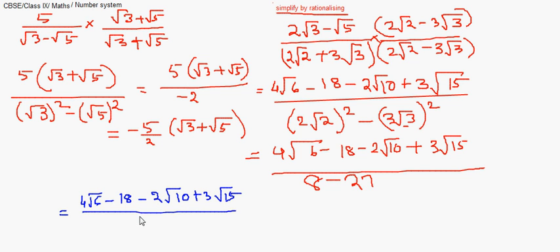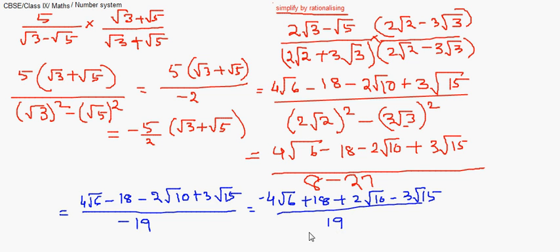By minus 19. To remove the minus in the denominator, I multiply the numerator and the denominator both by a minus. That gives minus 4 root 6 plus 18 plus 2 root 10 minus 3 root 15, by 19. We can also rearrange the numerator and write the answer as 18 plus 2 root 10 minus 4 root 6 minus 3 root 15, by 19.